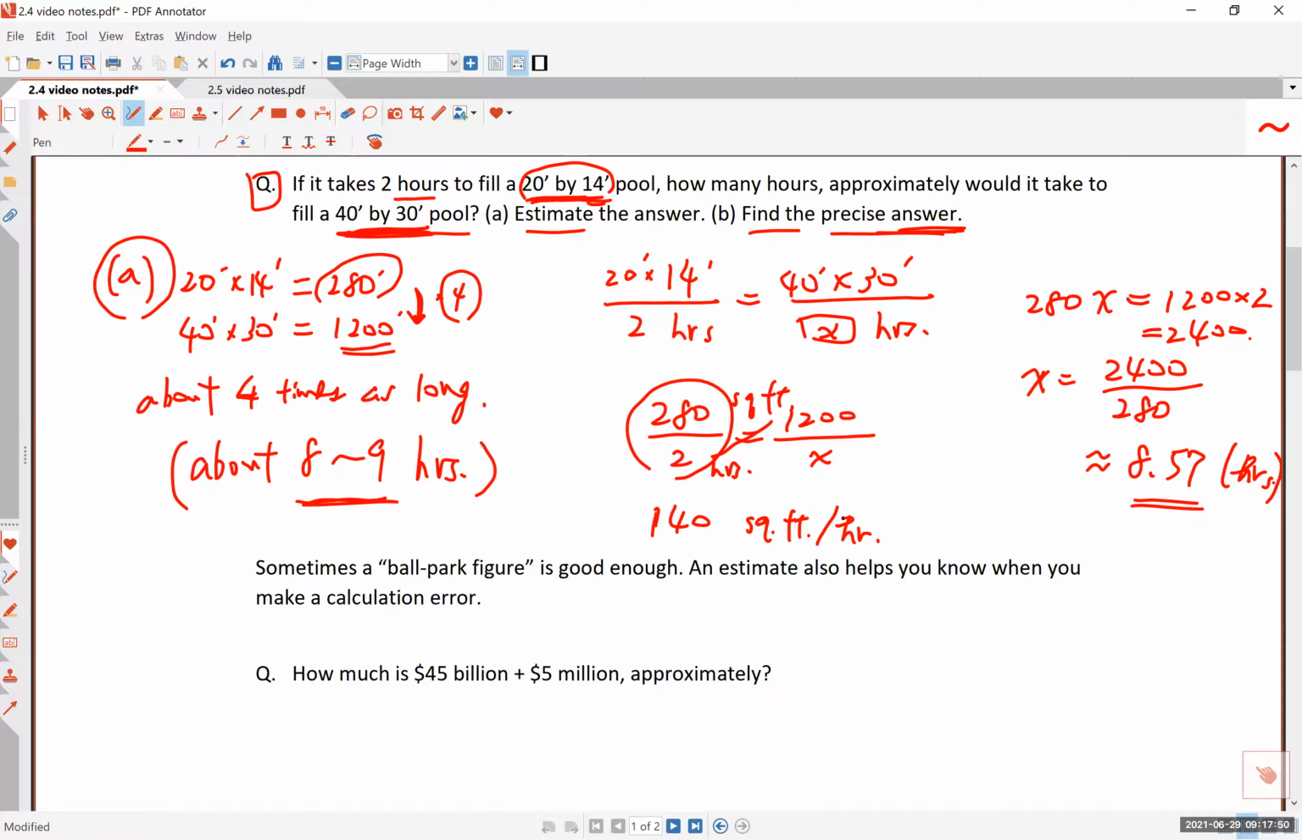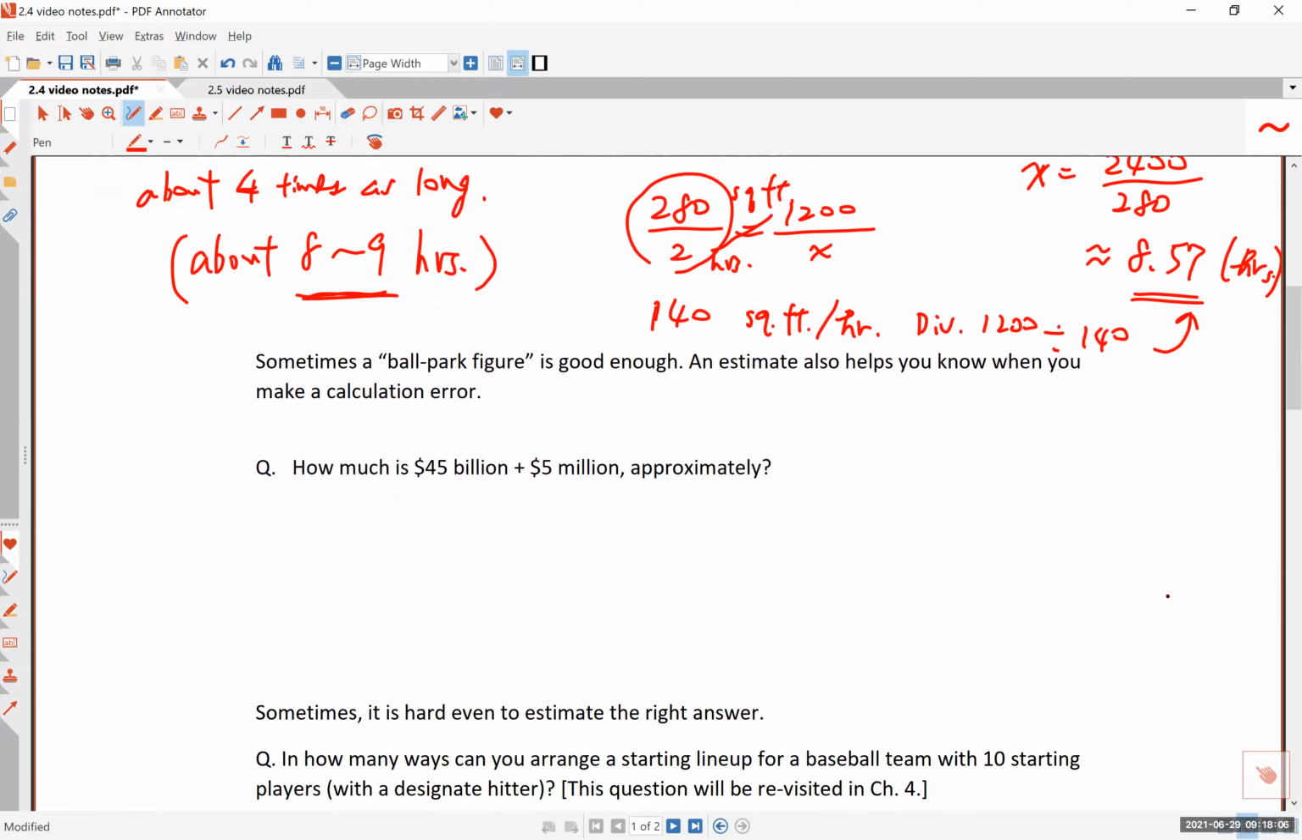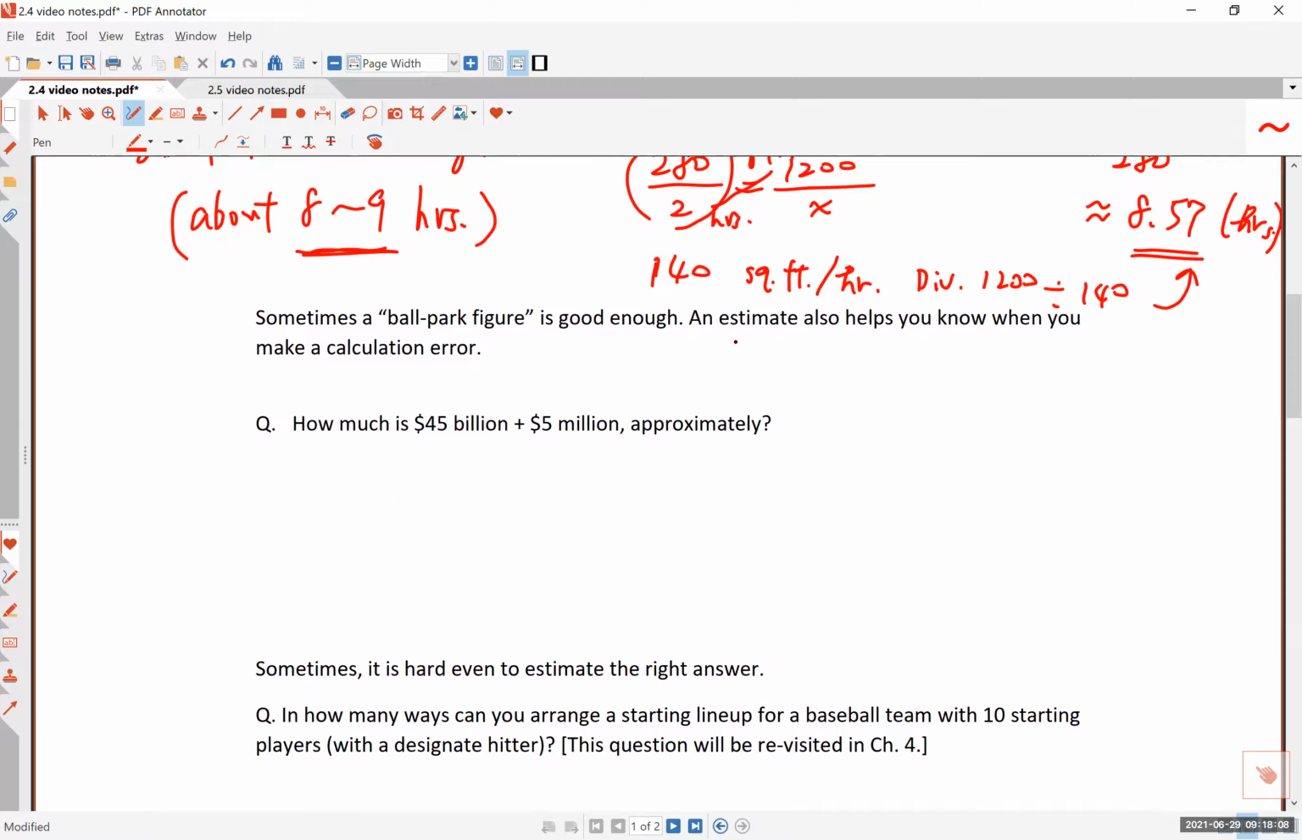And so all you really had to do for this one is to divide 1200 square feet. Okay, that's this thing on the top, by 140. And if you do that, you also get the same answer, right? So that is another way of finding this correct answer here. Now, sometimes an estimate is all you need, okay? This also helps you know when you make a calculation error, and then sometimes all you need is an estimate, right? So look at the second question.